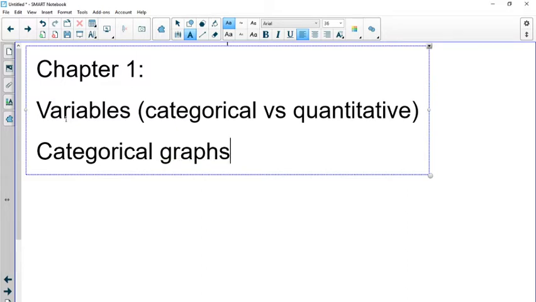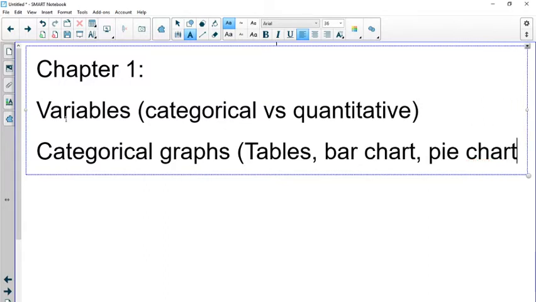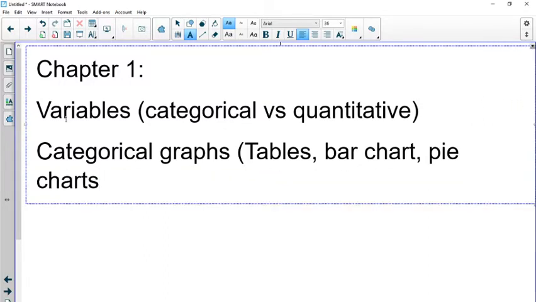Categorical graphs. Things we can use to display categorical data. We have tables, things like relative frequency tables that just says the thing and how often it happens. We have two-way tables, so we have two different categories and we look at the overlap between them. We have bar charts, pie charts, segmented bar charts.